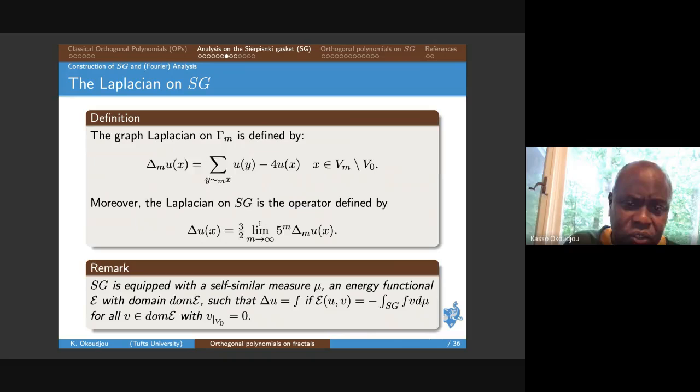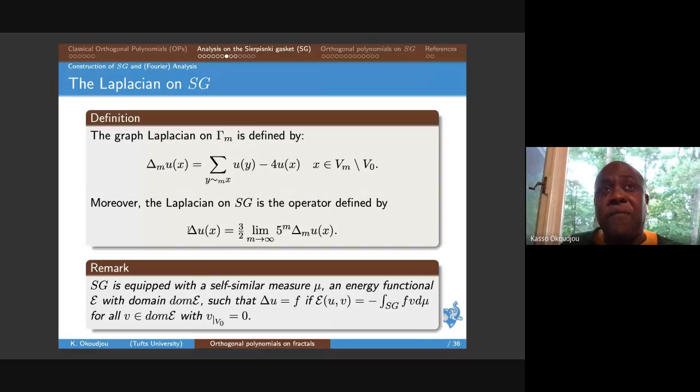Somehow convince you that if you scale the graph Laplacian by this power 5 to the power m, and you take the limit as m goes to infinity, you're going to get an operator that I'm going to call the Laplacian on the Sierpinski gasket. This is going to be the analog of a second derivative operator on the unit interval. So this is the operator that I'm interested in. This is the operator on which I want to do Fourier analysis. I would like to understand the eigenvalues and eigenvectors of this operator.